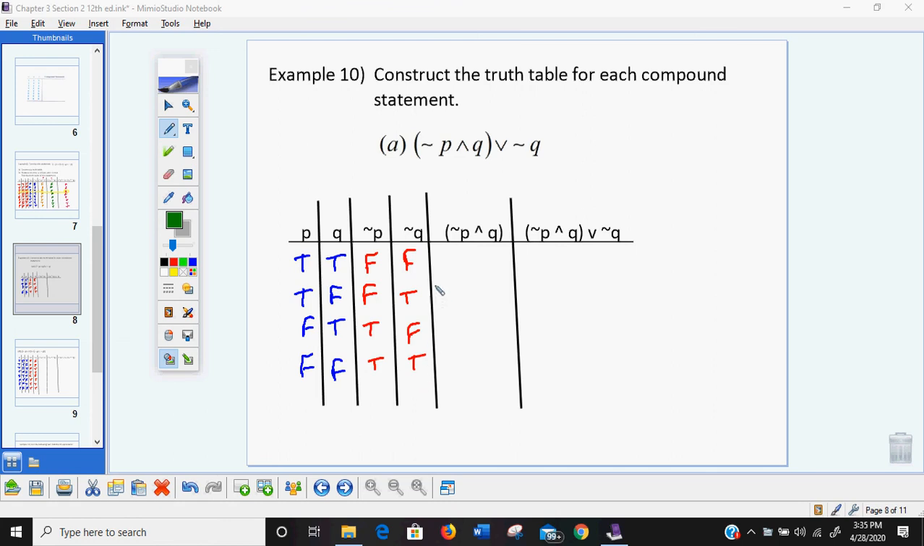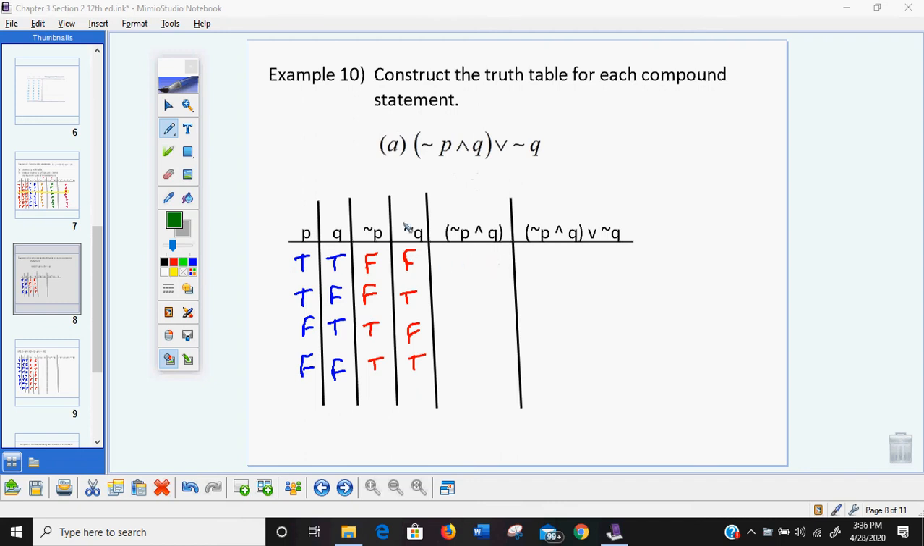Do a couple more truth tables. On this one, we just have P and Q, so I don't need R. I do need a not P and a not Q, so I went ahead and filled those in. Now remember, everything with a parenthesis needs its own column. Okay, so the not P and Q needed a column.